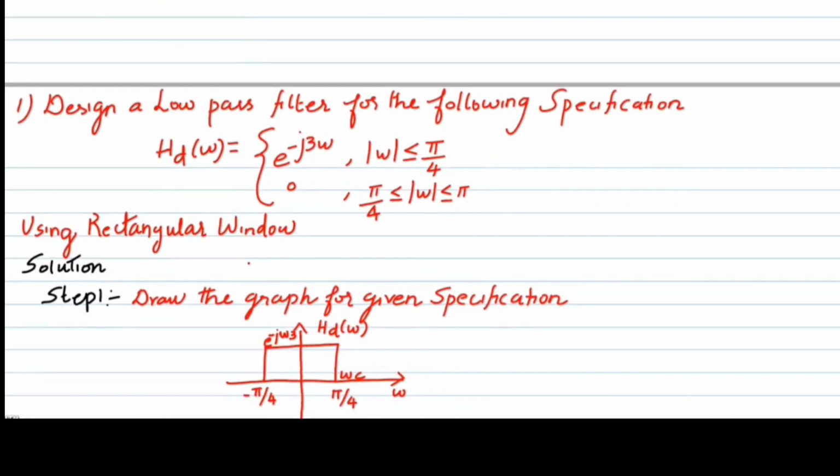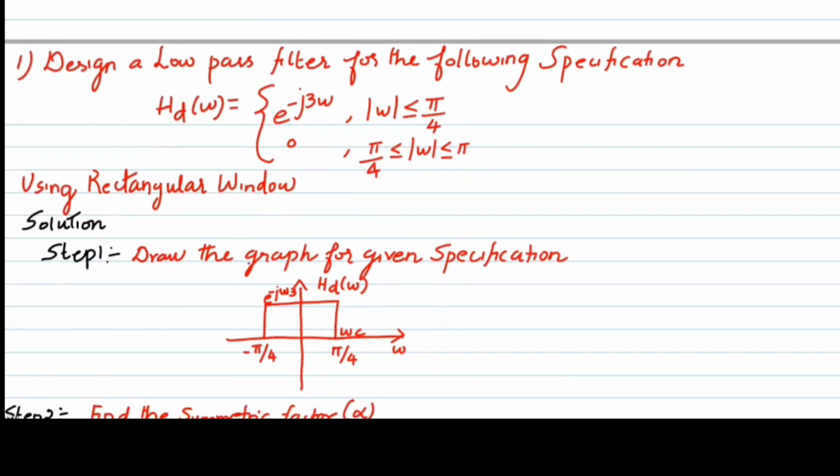Next, let us go for the question. Design a low pass filter for the following sequence. HD of omega is equal to e power minus j alpha omega, where alpha is 3, for the modulus of omega less than or equal to pi by 4. So omega is ranging from minus pi by 4 to pi by 4. This is what I have drawn in the graph for the given sequence. It is 0 otherwise. And they have asked to use the rectangular window.